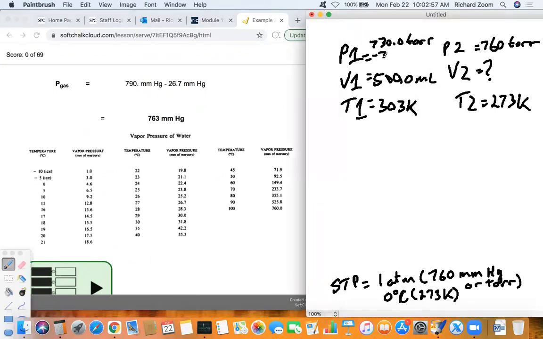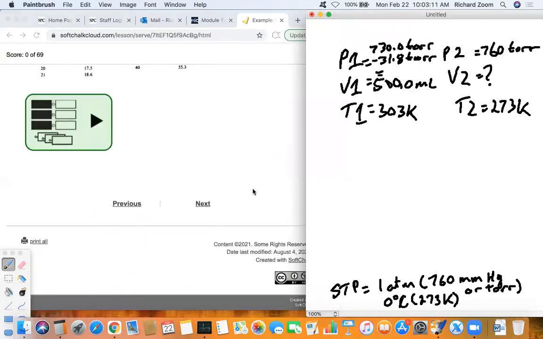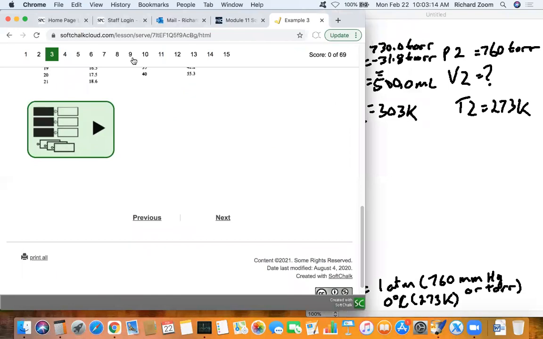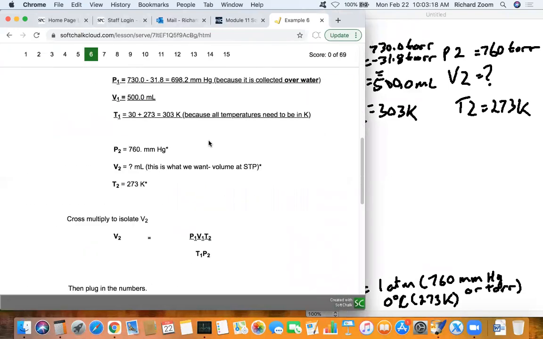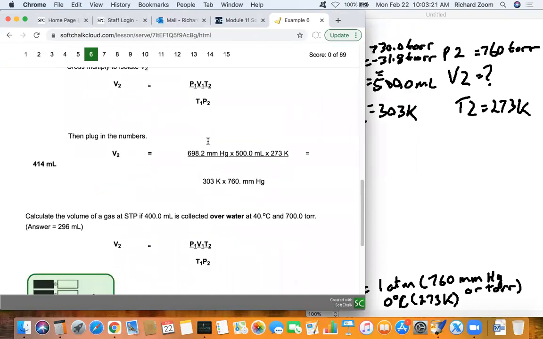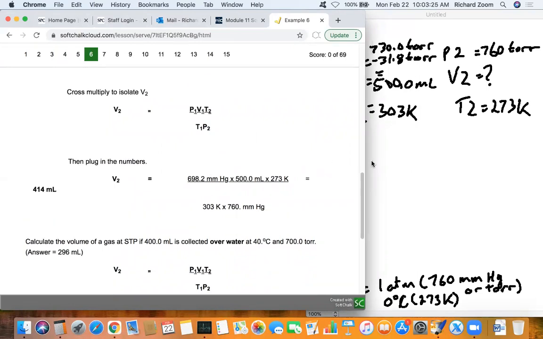So you'll notice in the previous problem I didn't have to do this. But remember, a torr is a millimeter of mercury. So going back to the original problem here. And let's see, it comes out to be 698.2 millimeters of mercury.